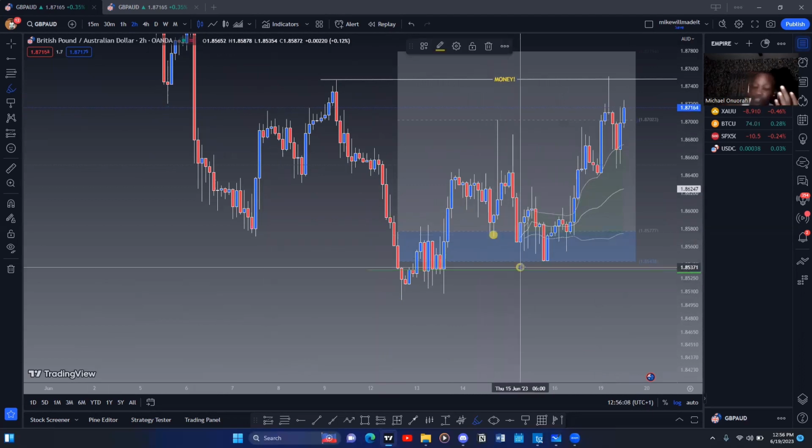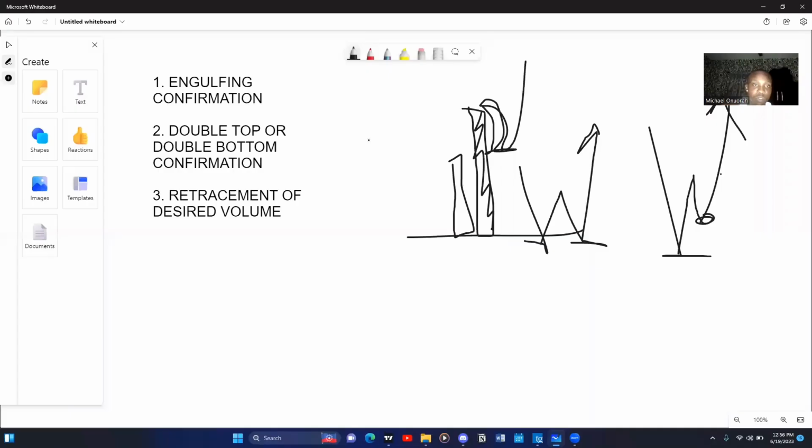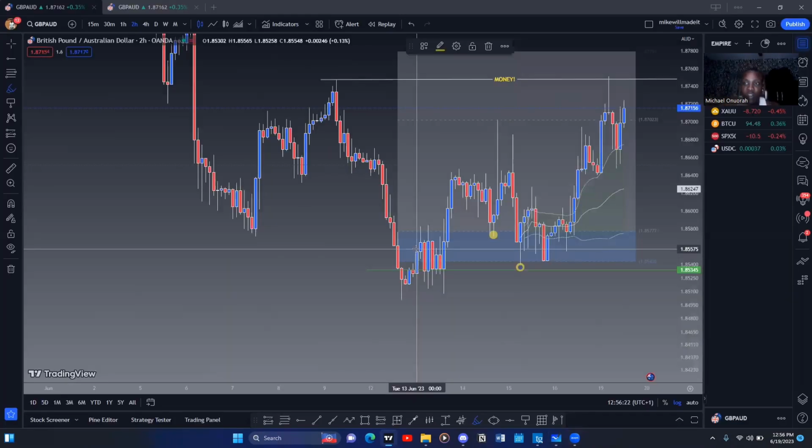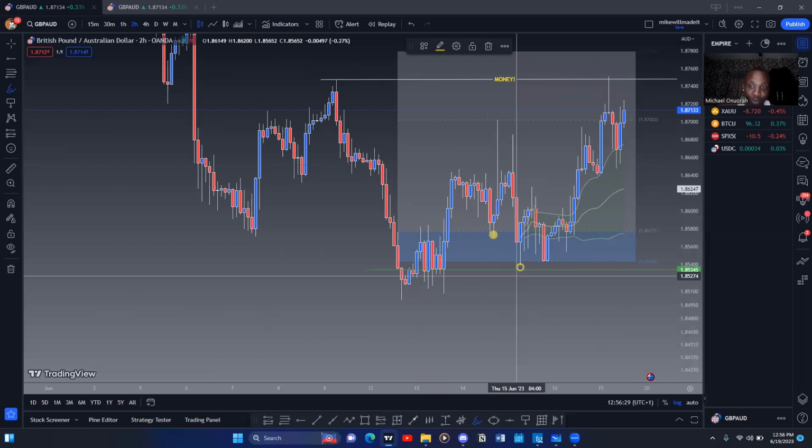Right now, the first criteria has been met, which is what? Double top or double bottom confirmation. You can see double top or double bottom confirmation. This is a double bottom. Now it has been made there. And if I come back to this area right now, we're seeing that this criteria has been met, and there was a rejection, right? So from this whole level, it's really giving me a direction.